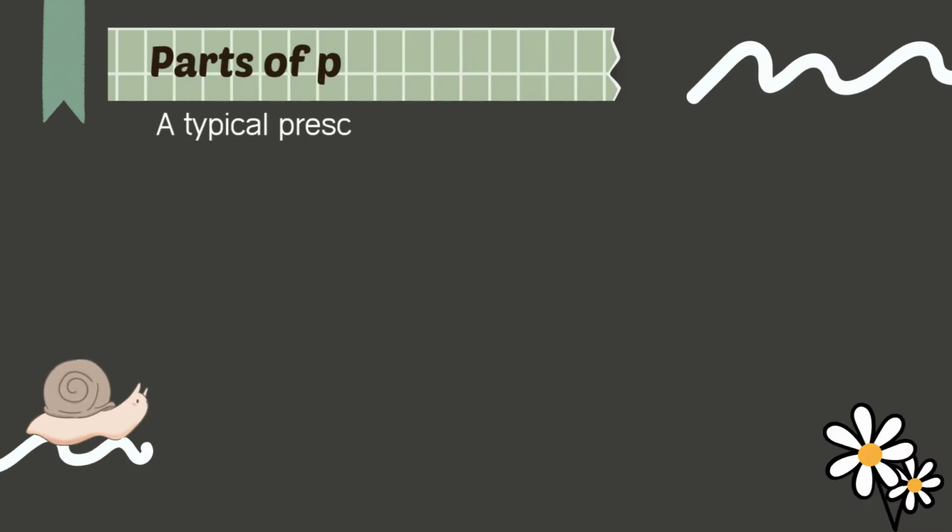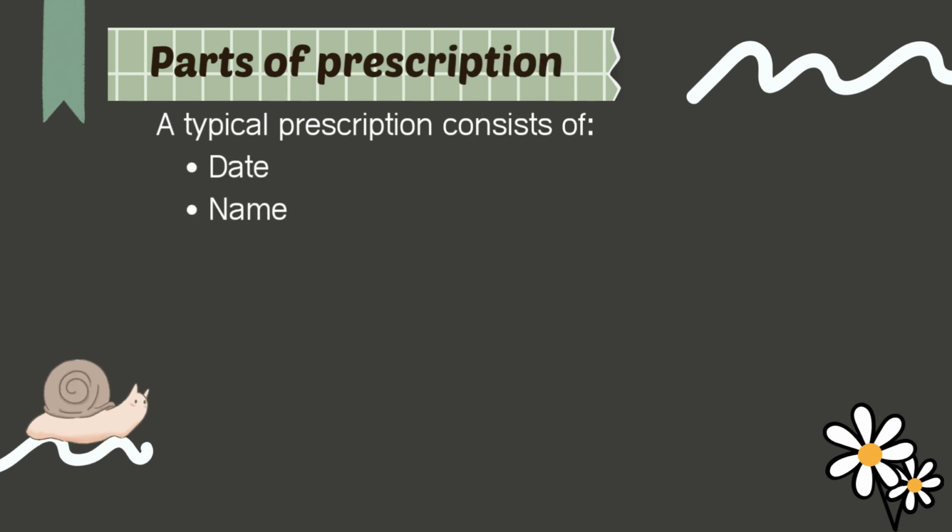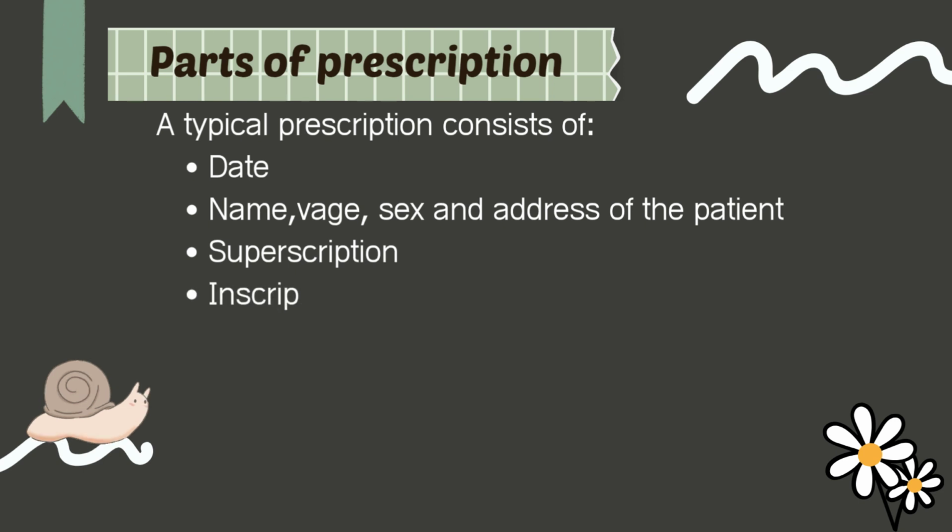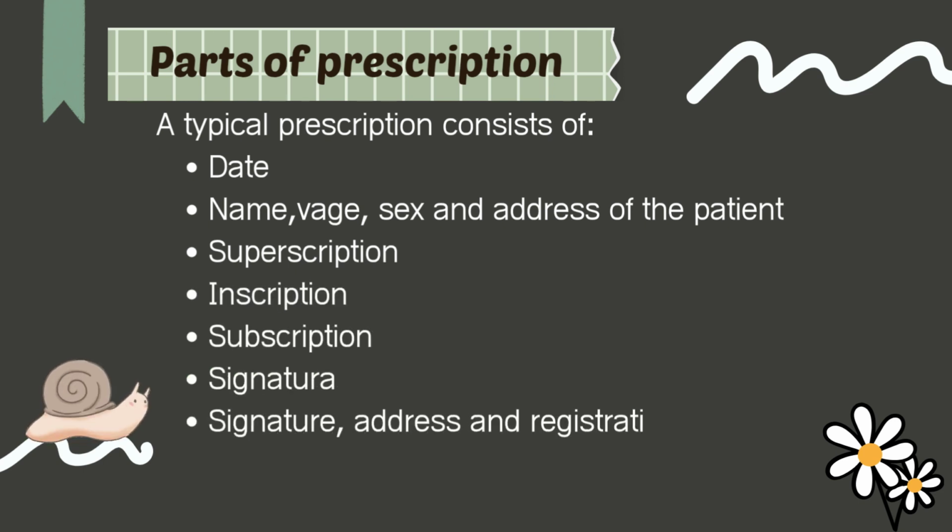Parts of prescription. A typical prescription consists of date, name, age, sex and address of the patient, superscription, inscription, subscription, signatura, signature, address and registration number of the prescriber.